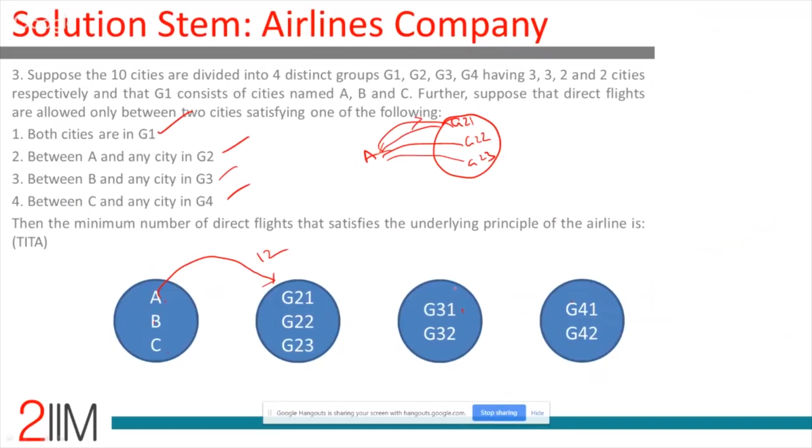So same approach I'm going to follow. Given the conditions, what do we have to have? I'm going to put all of that. And then once we have all of that, we're going to worry whether the underlying principle is met. If it is, we're good. If it is not, then we'll have to add more flights.